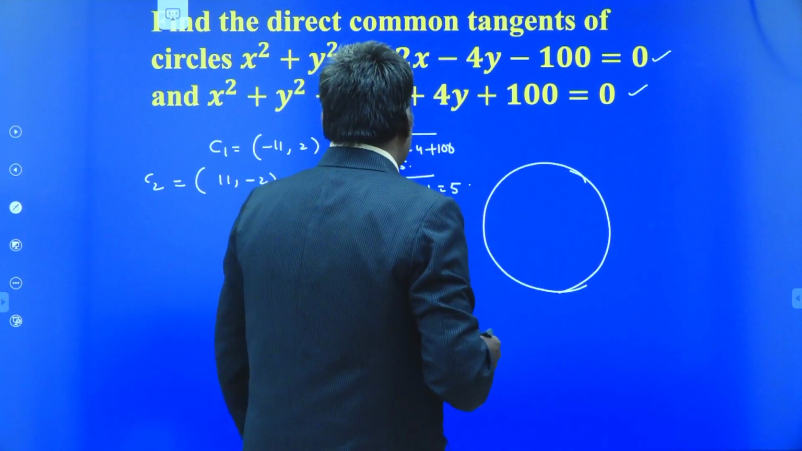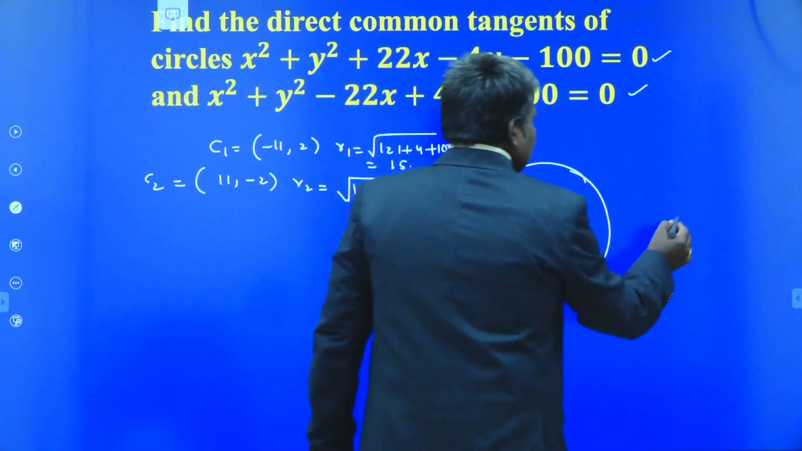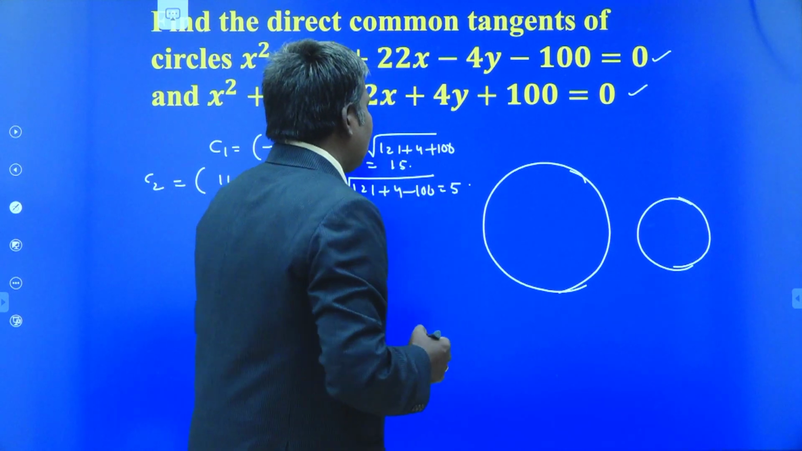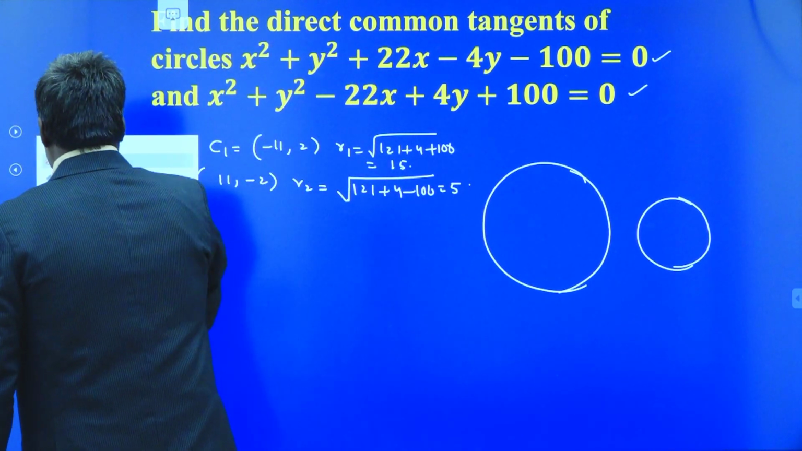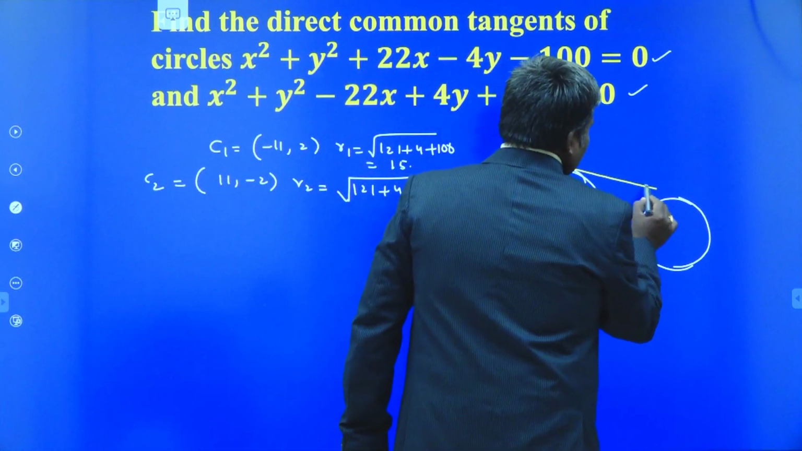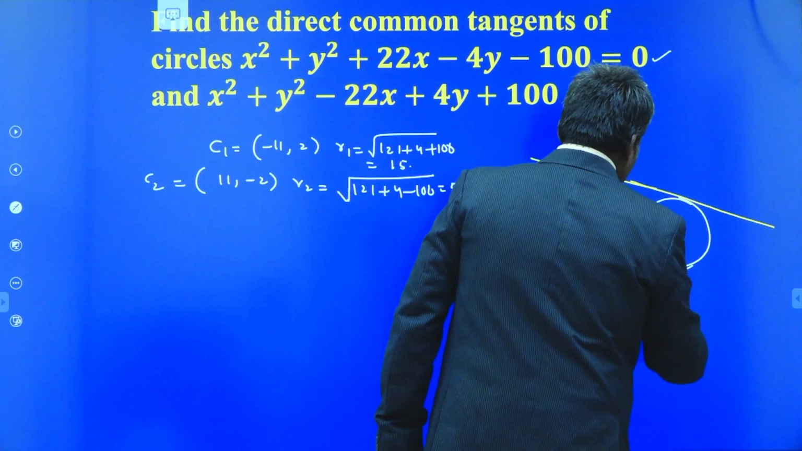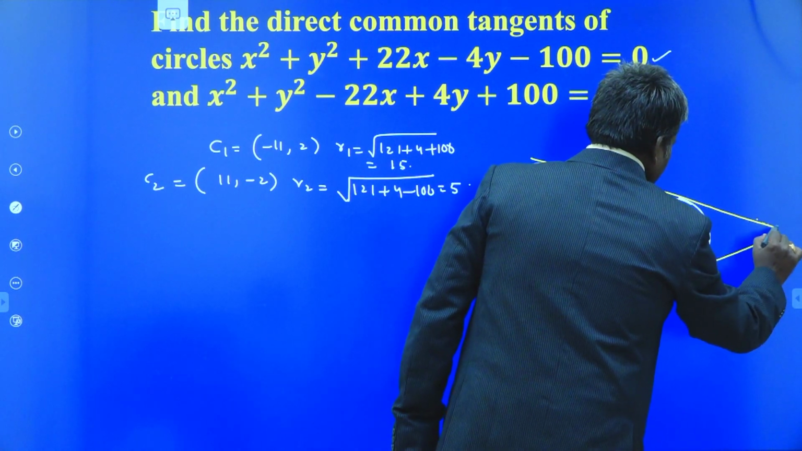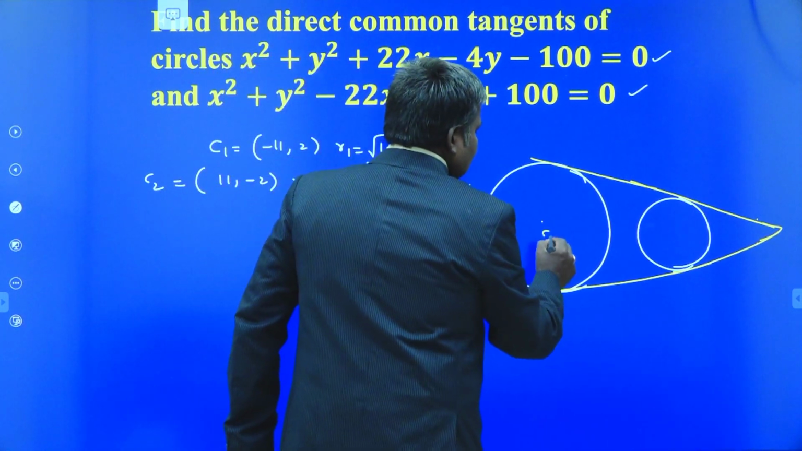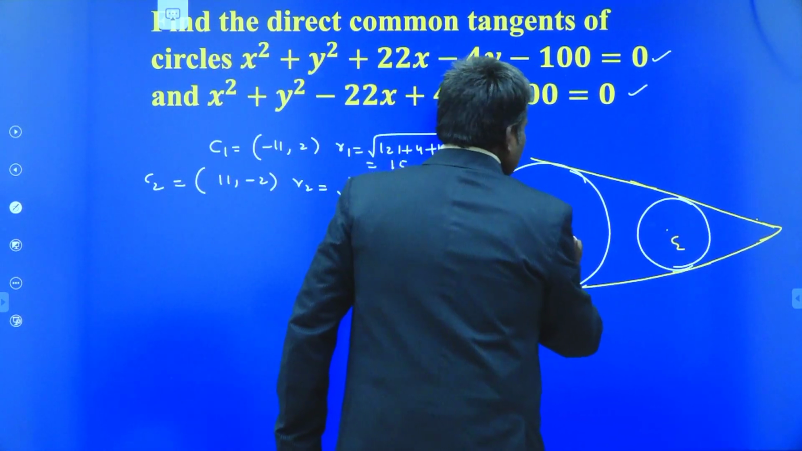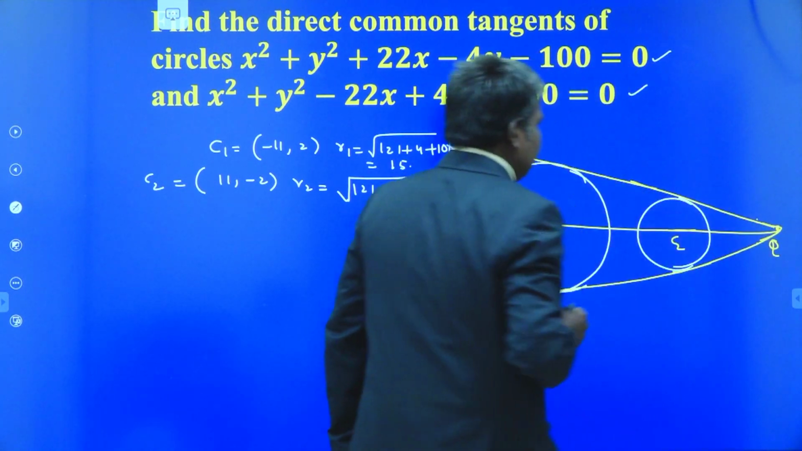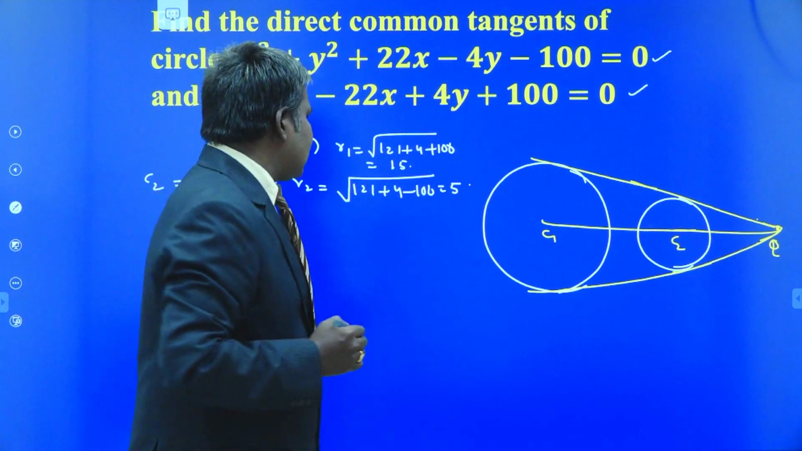So this is the first circle of radius 15 units. This is the second circle having radius 5 units. We have to find the equation of the direct common tangents. Okay, so I would like to draw the direct common tangents. They may be in this manner. These are the direct common tangents. These are the centers of the two circles. This is the line joining their centers. What is this? This is the external center of similitude. This is my external center of similitude.